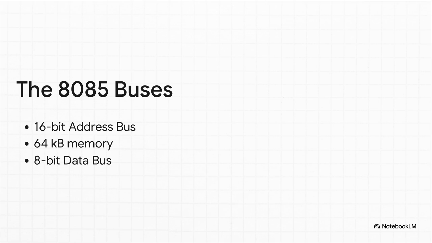Because it has 16 bits, it can generate 2 to the power of 16 distinct combinations. What does that mean for us? It means this tiny chip can directly pinpoint and access up to 65,536 different memory locations, which equals 64 kilobytes of memory.